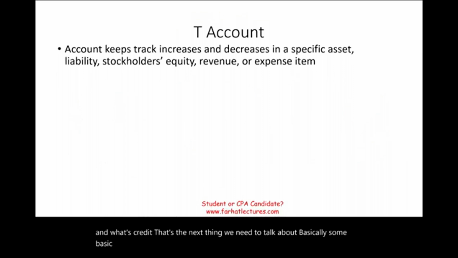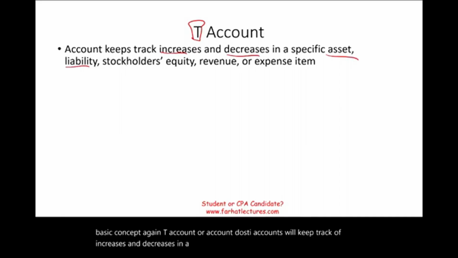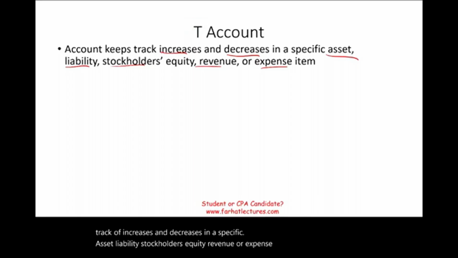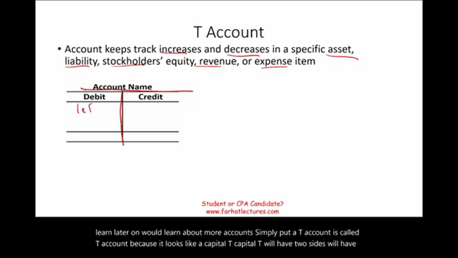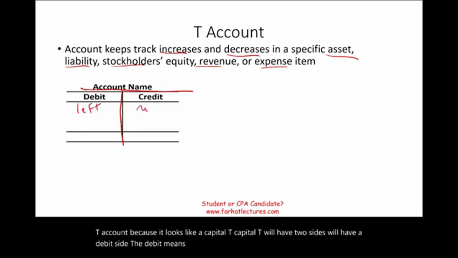That's the next thing we need to talk about, basically some basic concepts. Again, T accounts will keep track of increases and decreases in a specific asset, liability, stockholders' equity, revenue, or expense, or gains and losses as well. Later on, we'll learn about more accounts. Simply put, a T account is called a T account because it looks like a capital T. A capital T will have two sides. We'll have a debit side. The debit means left. And we have a credit side. The credit means right. That's all that debit and credit means.